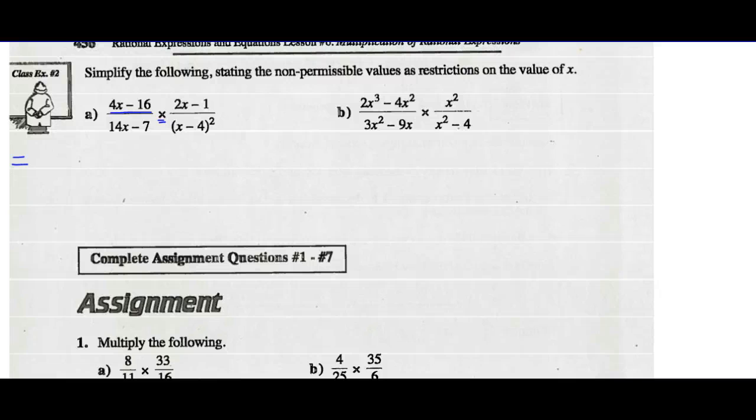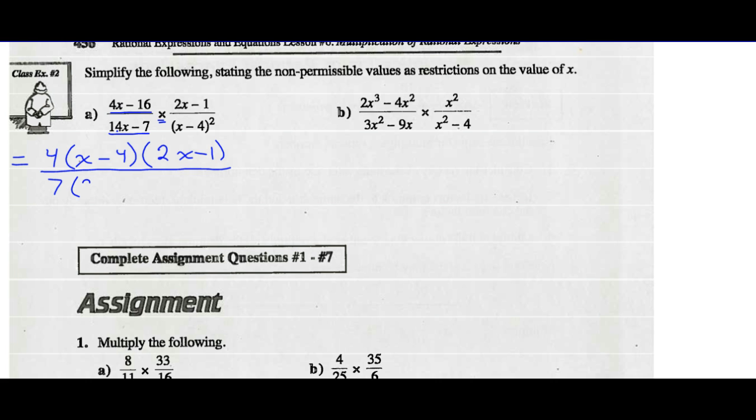So the common factor of 4x minus 16 is 4. Divide 4x by 4, I get x. Divide negative 16 by 4, I get minus 4. To that, I'm multiplying the other numerator of 2x minus 1. That is all over, in my denominator, 14x minus 7, well, that's got a common factor of 7.